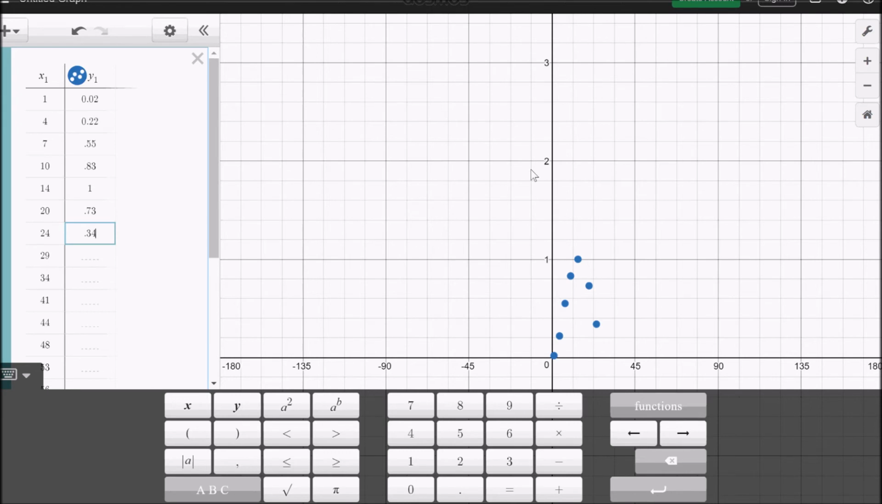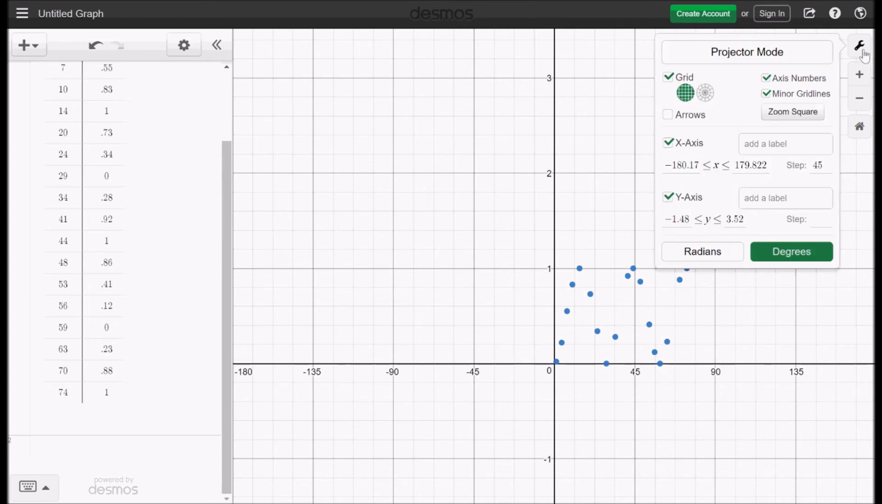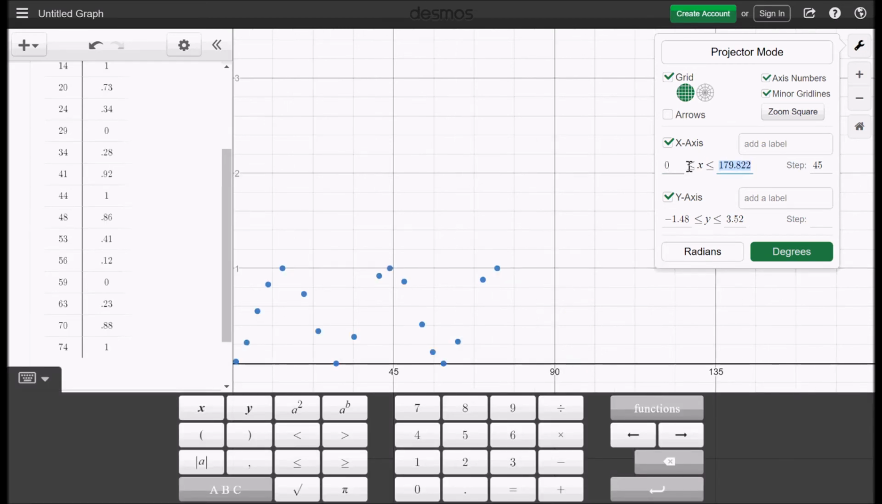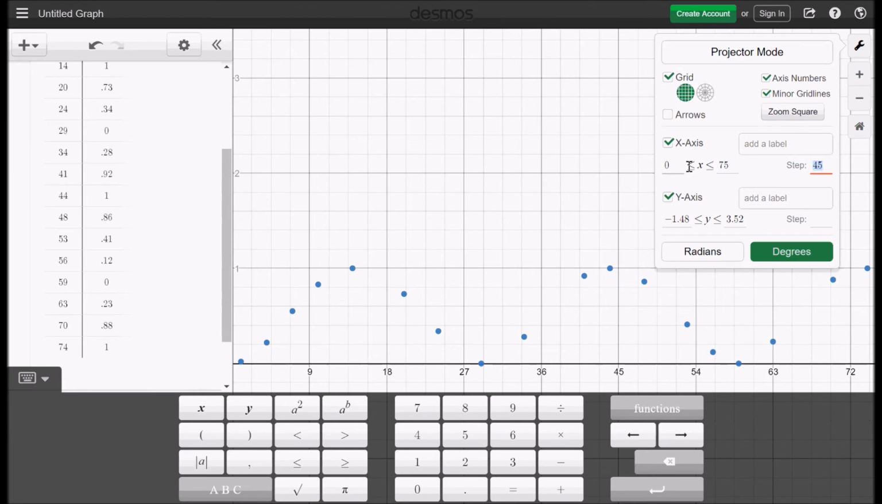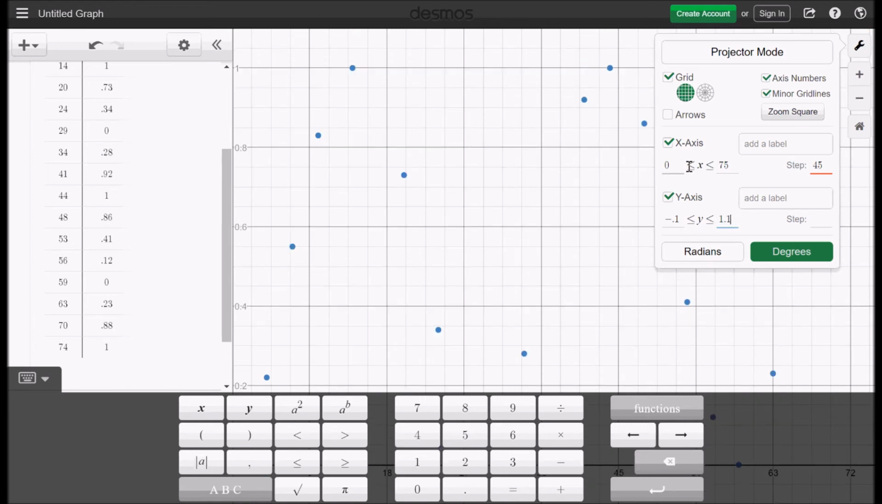You guys don't need to watch me continue to type in these numbers, so I will be back in a second. Now, if you notice, our scale here is just not going to be helpful for us at all. So what I'm going to do is change my settings, and we're looking at it from days 1 to 74. So for my x-axis, I'm just going to go from 0 to like 75. And then since we're looking at the proportion of visibility, the lowest visibility we could have is 0. There's no visibility. And the highest visibility we could have is 1, 100% visible. So I'll do negative 0.1 to like 1.1.